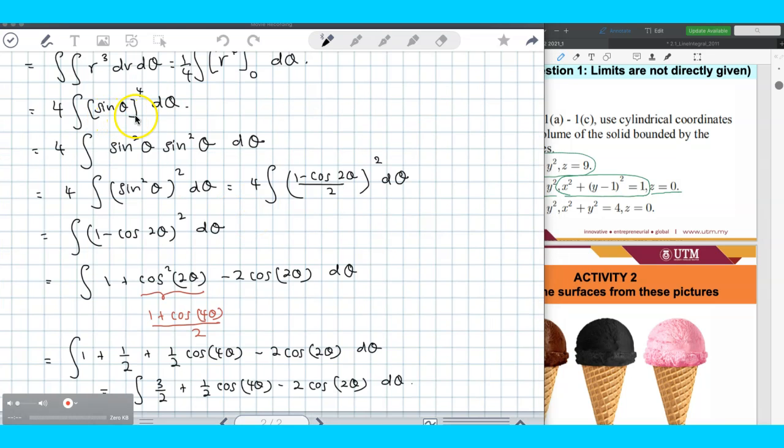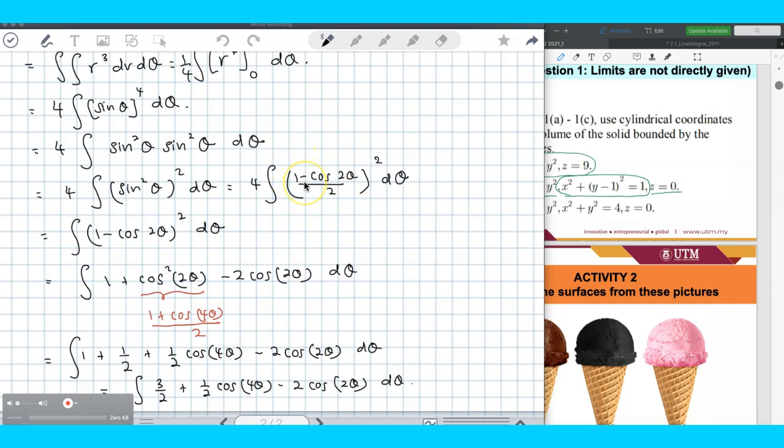Okay, so when you integrate sine^4, you have to know the step. Sine^4 is the same as sine squared multiplied by sine squared, or sine squared, squared. And then we use the trigonometric identity for sine squared.